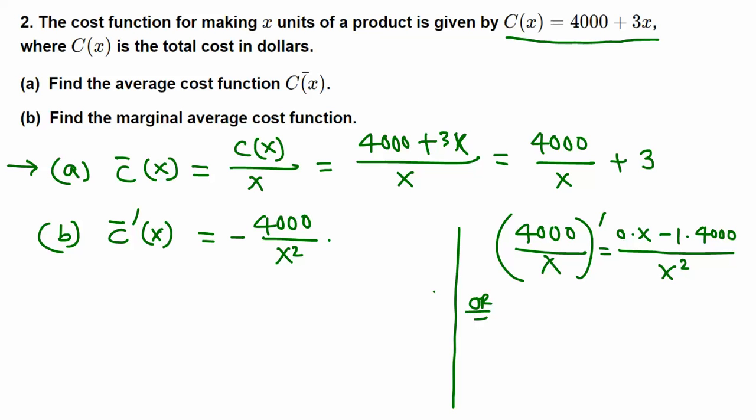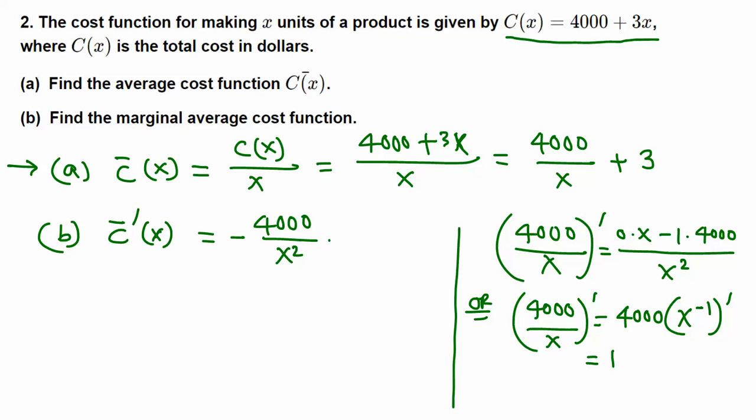Or you can find the derivative of 4000 over x as follows. 4000 is in fact a constant, and when we find the derivative of a constant times a function, we can pull the constant outside. That leaves 1 over x. 1 over x is the same as x raised to negative 1. Now we want to find the derivative of 1 over x, which is x raised to negative 1. This is 4000 times x^n. Derivative of x^n is n x^(n-1), negative 1 minus 1, negative 2.